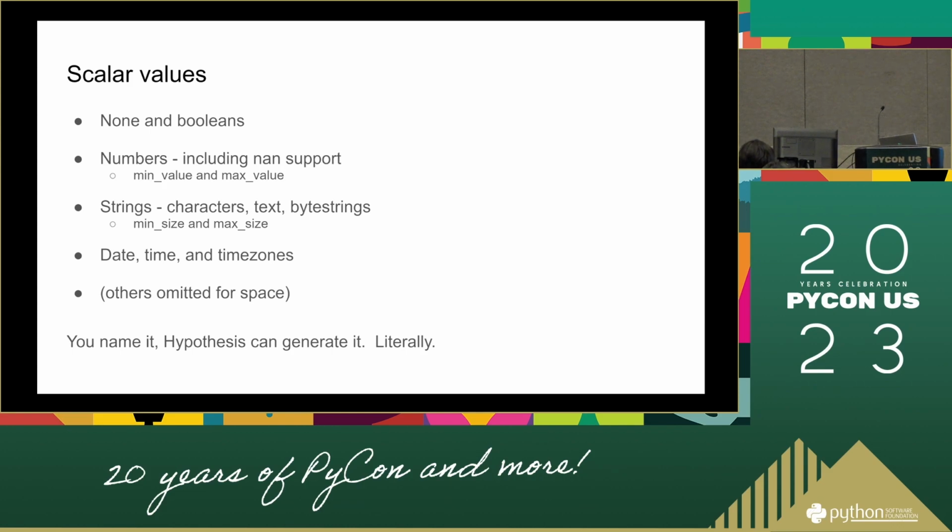There are floats where you can specify the range, whether or not to allow infinite numbers, whether or not to allow NaN. For floats, you can also specify bit width, so whether you want 64 or 32 or 16-bit floats. You can generate strings, whether individual Unicode characters or the string type or bytes, dates, times, time zones, and very many other things. I believe it is literally the case that if you can name it in Python, you can generate it with Hypothesis.